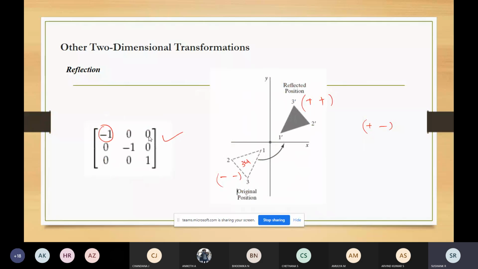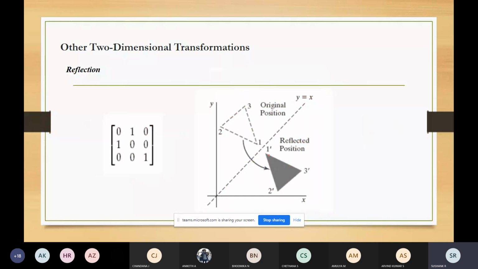Now I want to generate a reflection along the line y is equal to x. Y is equal to x means like 0 0, 1 1, 2 2, 3 3, 4 4, like that. So it will come like this only. This is the original position, and you want to get the reflection for this.